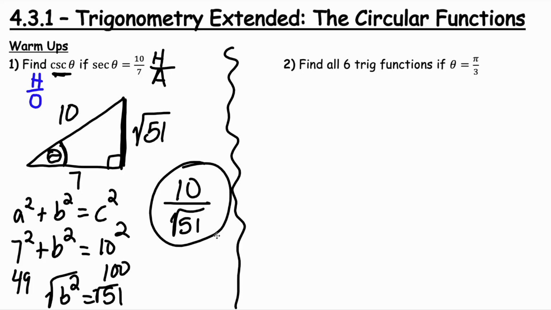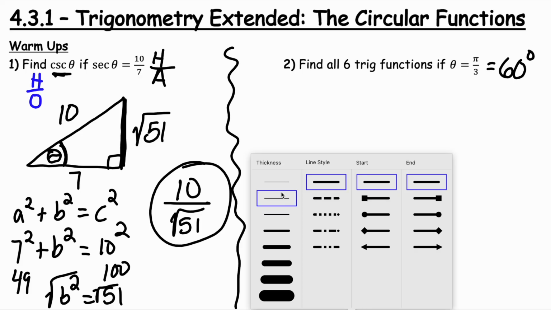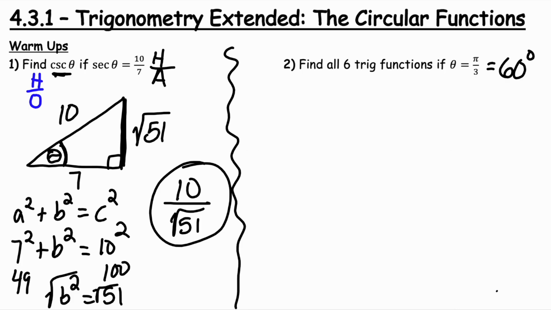Next up over here, we need to find all 6 trig functions when I know theta is pi over 3. If you do your conversion to degrees, you'll find out that this is the same thing as 60 degrees. That's helpful because that tells us that we're using the 30, 60, 90 triangle. So I'm going to draw my triangle here. Here's my 90 degree, here is 60, and here is 30.